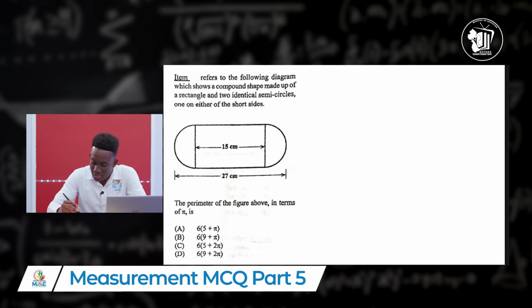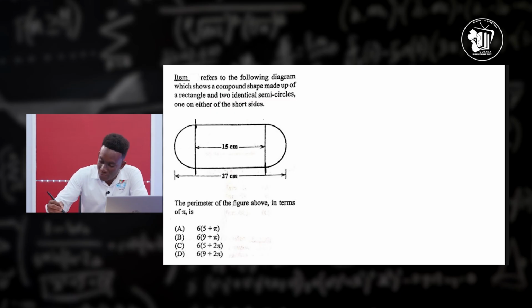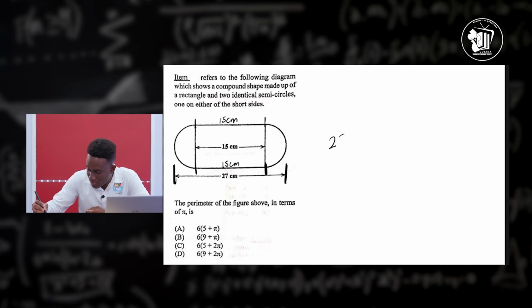So let's go. The perimeter here, we know from here to here would be 15 cm. So we know here to here will also be 15 cm. So all we need to do is find here. How do we find that? We know this entire thing from here to here is 27. So 27 minus 15 would give me 12. So we know these two pieces total up to 12. So this one side would be 6 and this other side is 6.